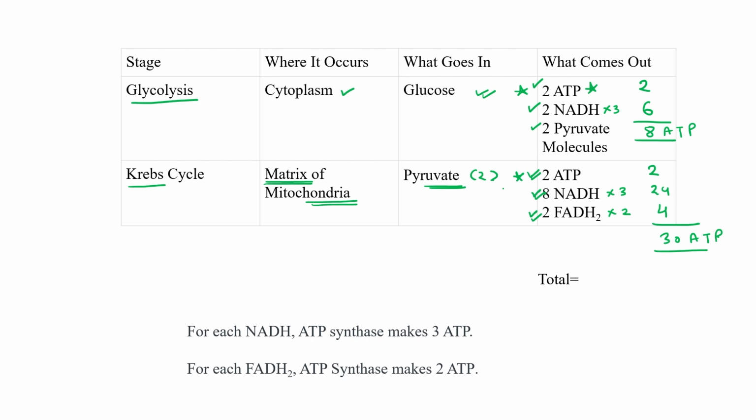So what is the total number of ATP molecules generated during cellular respiration? Is this 30 plus 8 is equal to 38 ATP molecules.